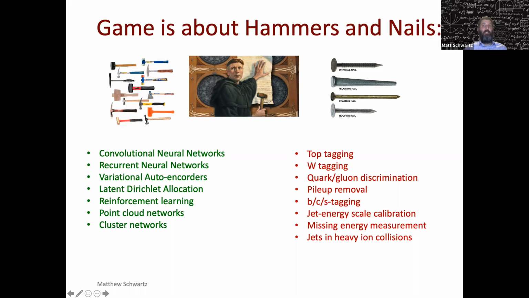I'll talk about some of these things today: tagging light quark jets, more experimental things like jet energy scale calibration, heavy ion physics. And so you want to see which of these nails can apply to which of these hammers. And that's basically what's been going on in machine learning in the last 5 years. People find some CS paper and find some nail, and then they match one of these to one of these and write a paper. And I'll talk about how that works.